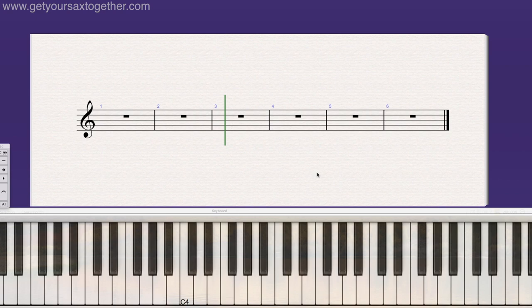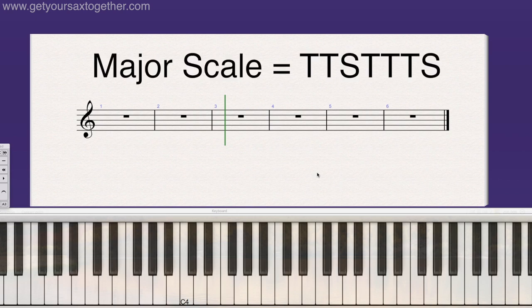Now, the intervals of a major scale, we go up, we do a tone, a tone, a semitone, a tone, a tone, a tone, and a semitone, taking us back to C again, but the C, the octave higher, like this. So, we start on C, we go up 2 semitones, which is a tone, then we go up a tone again, a semitone this time, up a tone, up a tone, up a tone, and finally, the last interval is a semitone, taking us back to C.